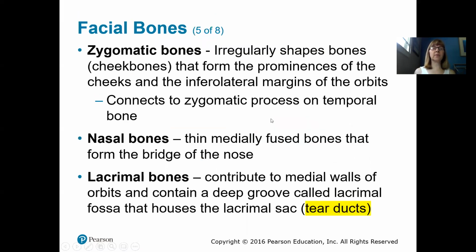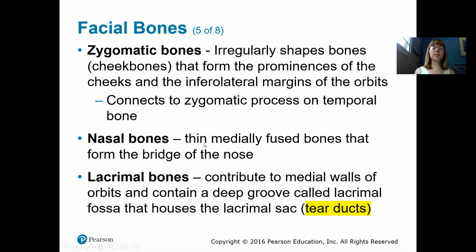All right, moving on, we've got the zygomatic bones. So those are your cheekbones. It's an irregular shaped bone, and it has the zygomatic process that connects up with the temporal bone. So the temporal bone reaches out across and then matches up with that zygomatic process, attaching onto the cheekbone.